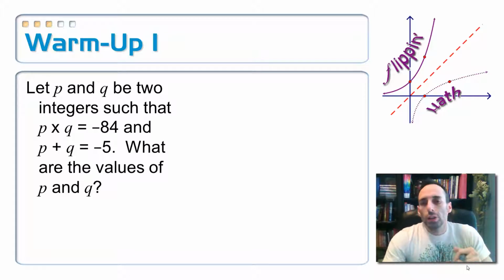So let p and q be two integers such that p times q is equal to negative 84, and p plus q is equal to negative 5. What are the values of p and q? In other words, I'm looking for two numbers. When I multiply them together, I get negative 84. And when I add the same two numbers together, I get negative 5. So think for a second. Go ahead and pause if you need to. See if you can come up with those two numbers.